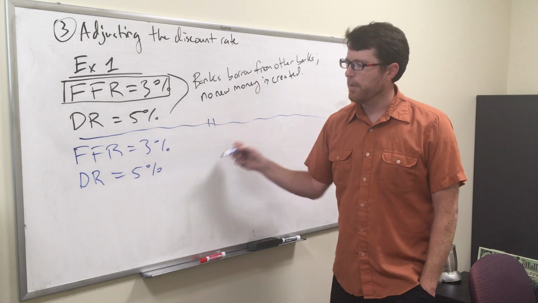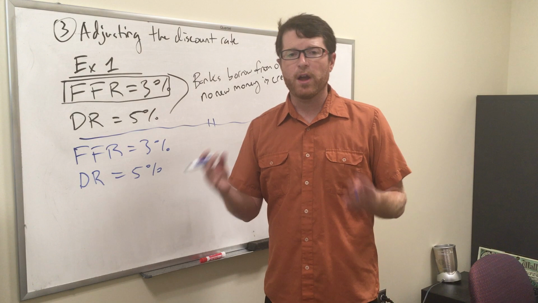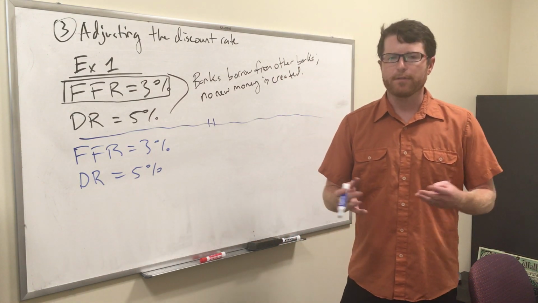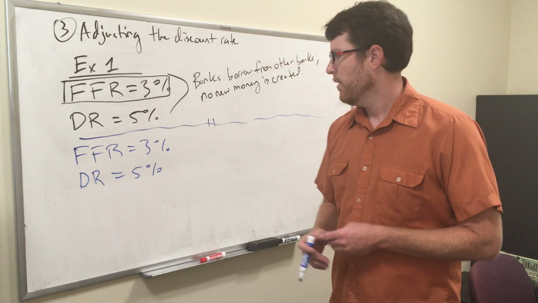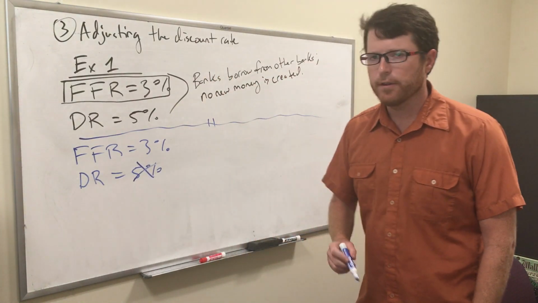Banks are borrowing from other banks over and over again. This is happening all the time. Incredible amounts of money are loaned and borrowed from banks to banks in the U.S. If the Fed wants to interrupt this process, what it can do is just undercut this rate.